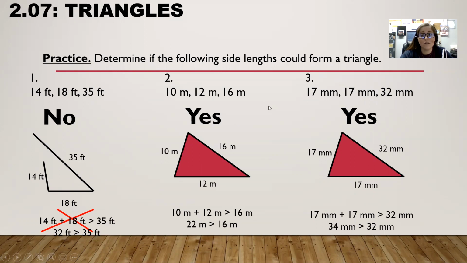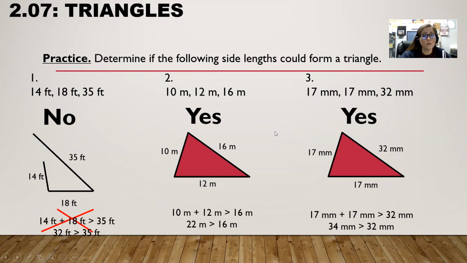22 is greater than this larger side of 16, so this would work. These measurements would work to form a triangle. And number 3, we have 17 and 17 as our smaller sides. 17 plus 17 will give us an answer of 34, and 34 is greater than 32. So yes, this would also work to form a triangle.